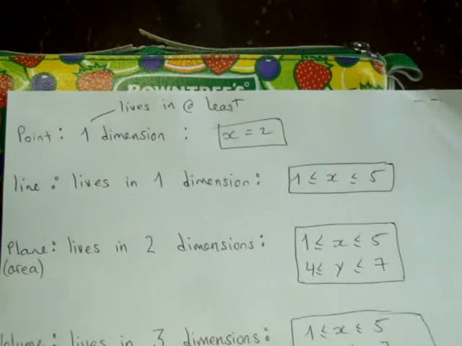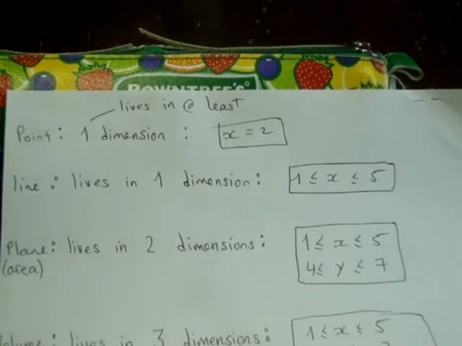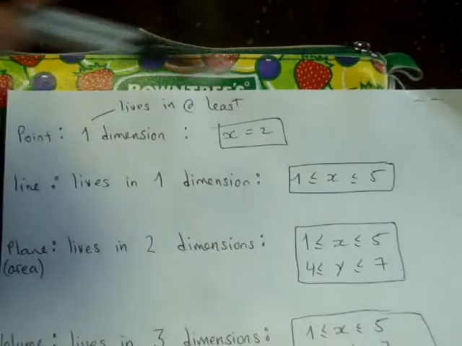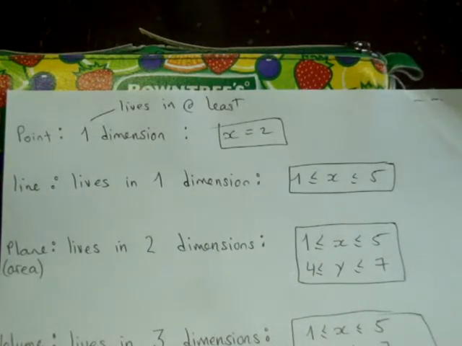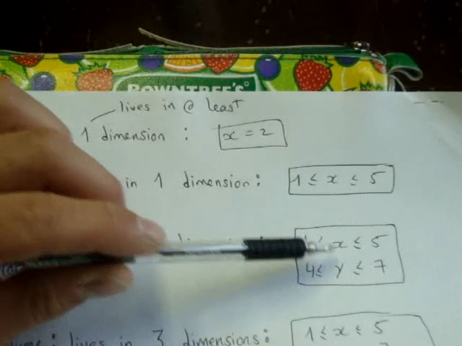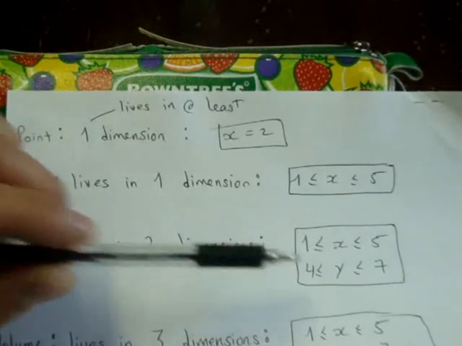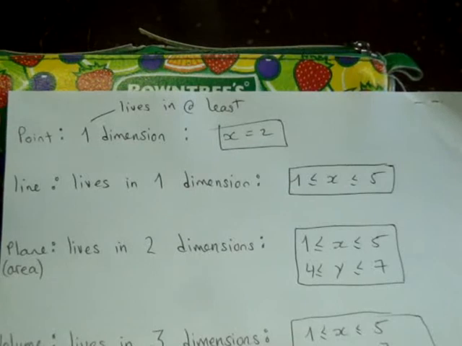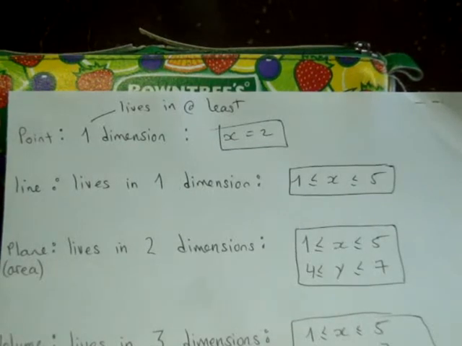What about two dimensions? A plane or an area lives in two dimensions. Here, 1 less than x less than 5, and 4 less than y less than or equal to 7, will give you a plane or an area or a sheet. You know that because that lives in two dimensions, x and y. X ranges between 1 and 5, y ranges between 4 and 7, and that would give you your xy plane or your Cartesian plane. You could call it anything. You could call it your OM plane if you wanted. But people call it X and Y for some reason.